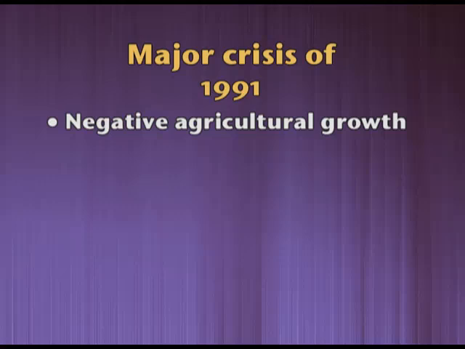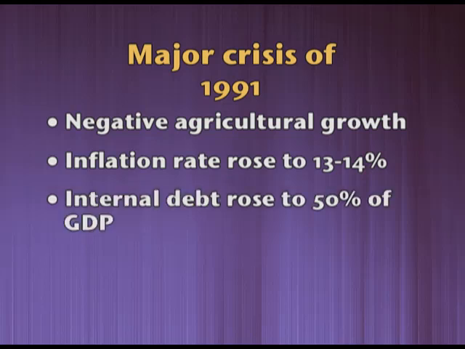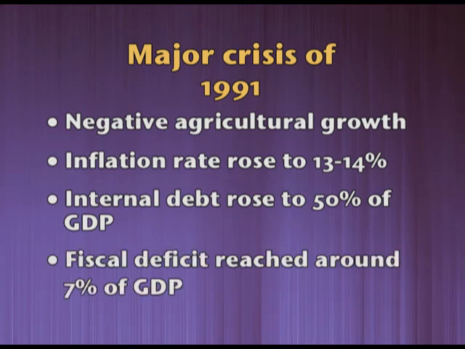And students, in the year 1991, there were so many forces which were forcing the country to introduce a new industrial policy so as to remove all the negativity in our Indian economy. The very first thing which forced the government to introduce a new industrial policy was negative agricultural growth. The second one was that the inflation rate rose to 13 to 14%. Internal debt rose to 50% of GDP. Fiscal deficit reached around 7% of GDP.